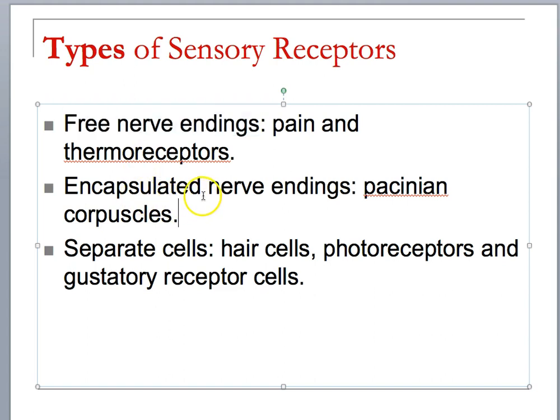Encapsulated nerve endings tend to be Pacinian corpuscles. Remember, there's a specific construction. It's a free nerve ending that is actually surrounded by connective tissue. Versus, say, separate hairs, where you actually have hair cells. Those hair cells can be located in different locations inside the body. You're going to see in chapter 17, you'll find them inside your ears. Photoreceptors are inside the retina of the eyes that you dissected. And the gustatory receptor cells: remember in class I said to think of chocolate as it melts over your tongue.